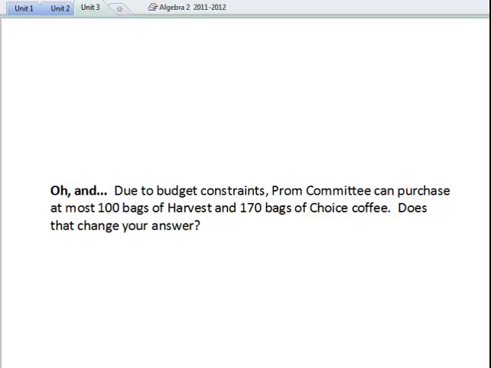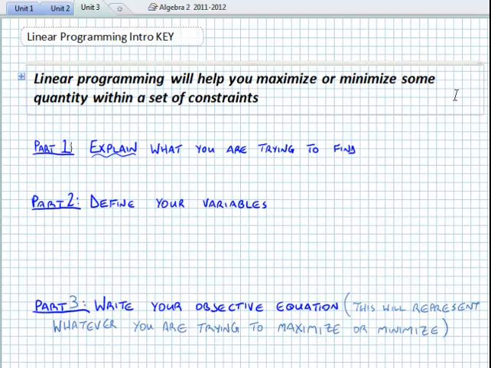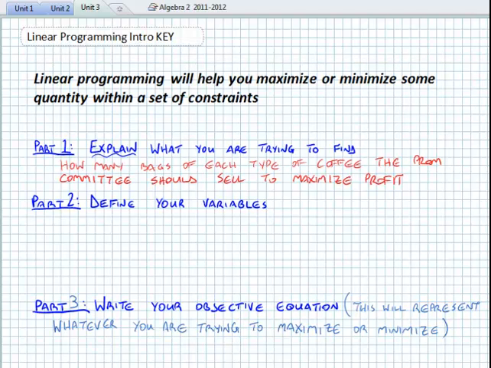And here we go. So we're going to talk about the steps to solving a linear programming problem. Linear programming will help you maximize or minimize some quantity within a set of constraints. This problem specifically asked us how many bags of each type of coffee the prom committee should sell in order to maximize profit. So linear programming will help us maximize our profit given the constraints that we had.